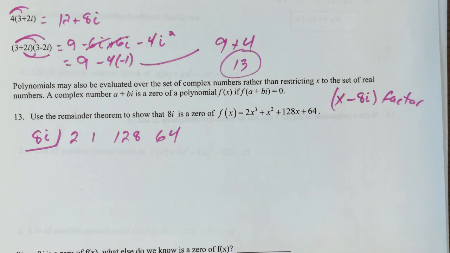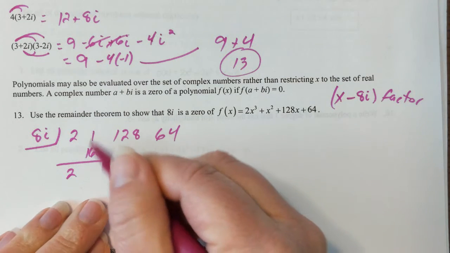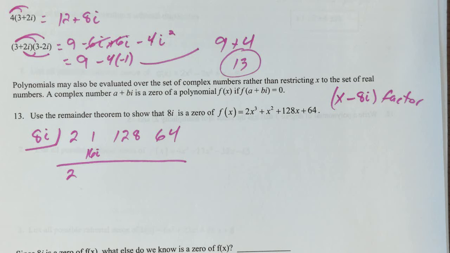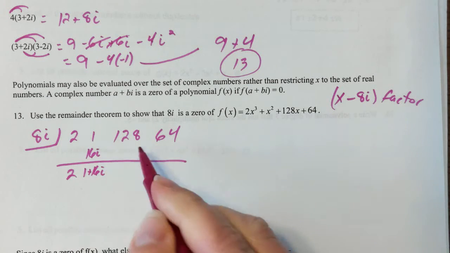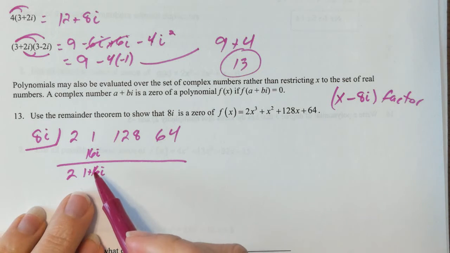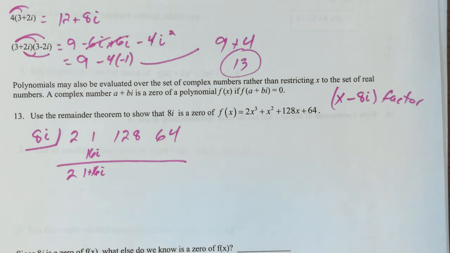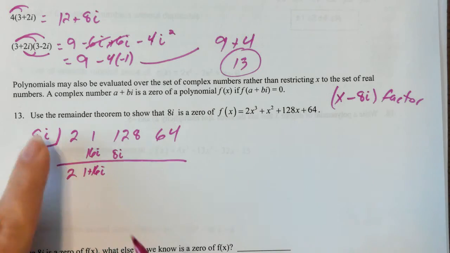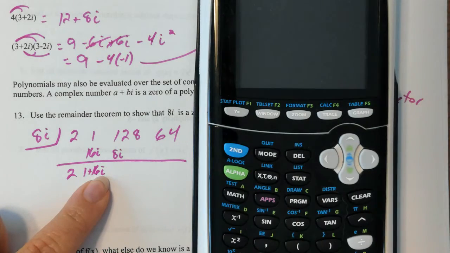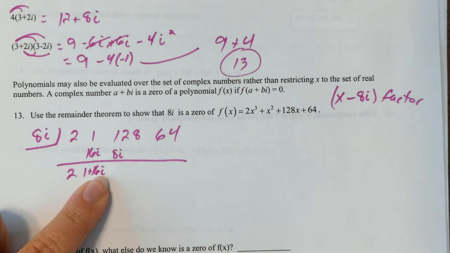Okay, we're going to do some synthetic division here. Bring down my 2. 8i times 2 is 16i. Combine these. They're not like terms. 16i and 1, they're not like terms. I'm going to put 1 plus 16i. I wish I'd spread these out a little bit more, because they're not like terms. But now I can multiply 8i times this thing and write it up here. Well, 8i times 1 is 8i. And 8i times 16i, well, 8 times 16 is 128.